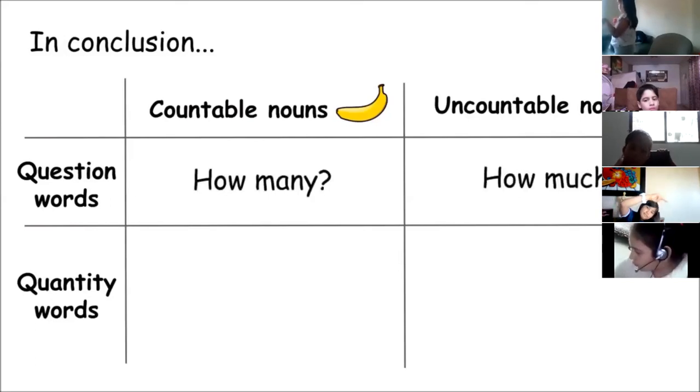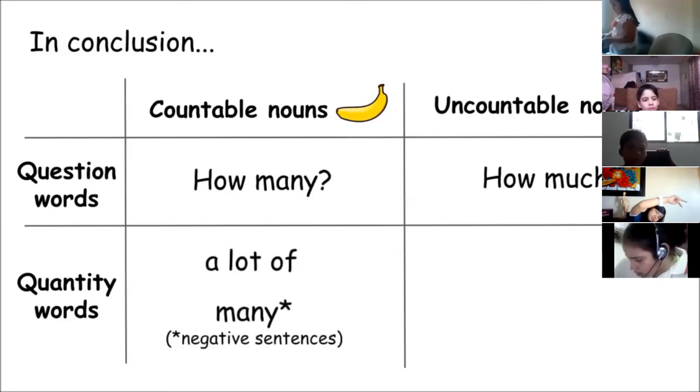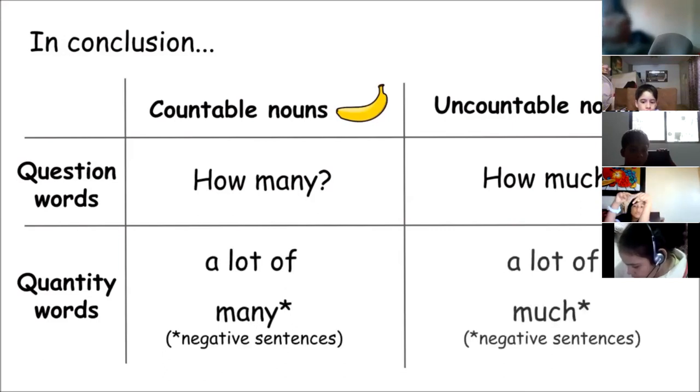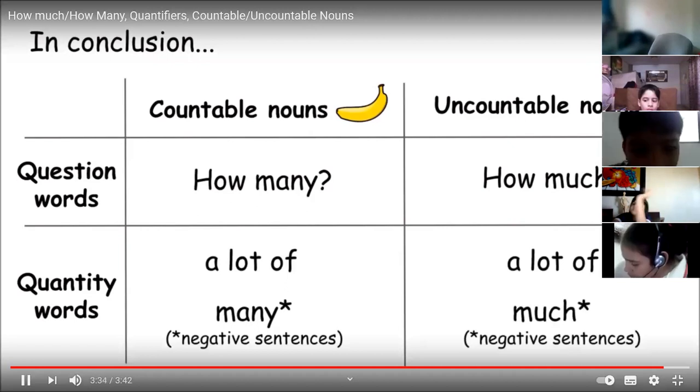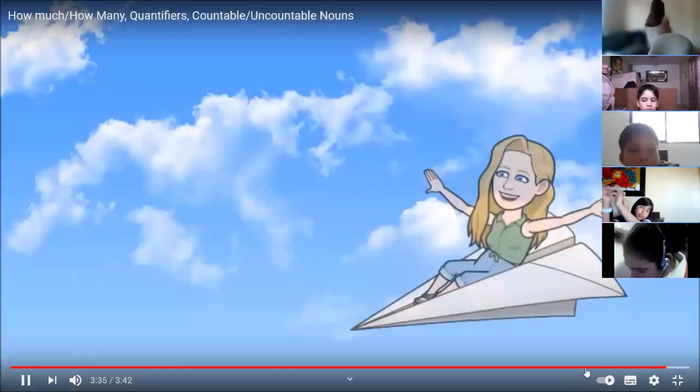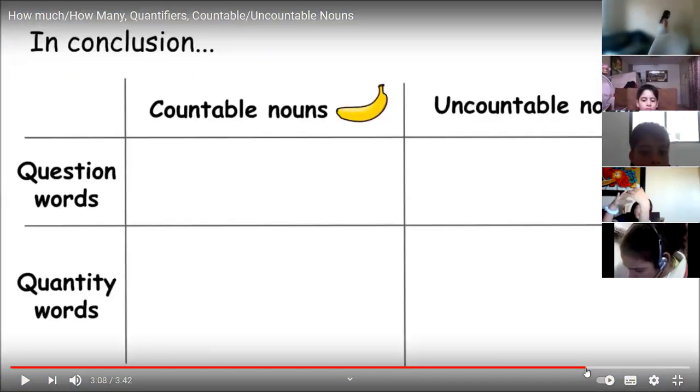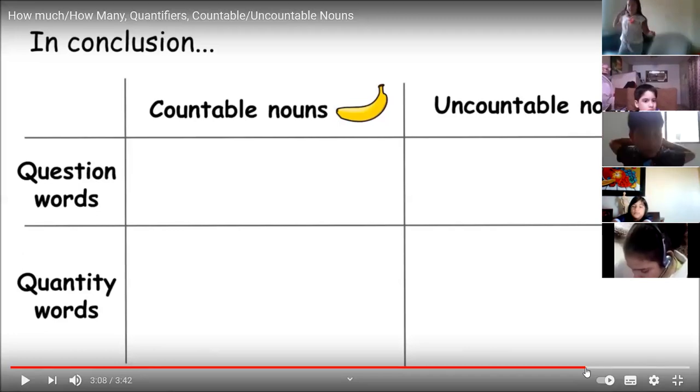To express a big quantity of a countable noun, we can use a lot of or many in negative sentences. For uncountable nouns, we can also use a lot of or much in negative sentences. Okay, now we have to do some activities about these quantity words, much and many. Now I provide the link.